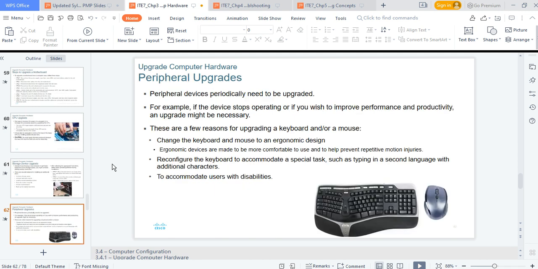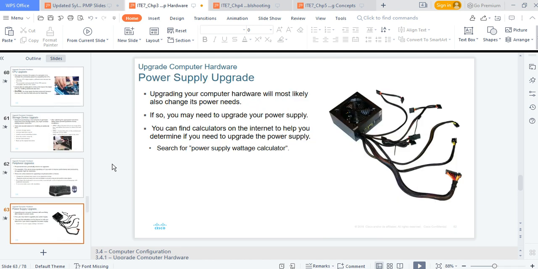Yes, peripherals. So printers, speakers, mouse, keyboards, they are all called peripherals. So you could always upgrade them. You could remove what you don't like and put up something new.